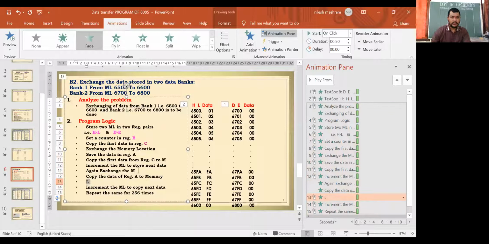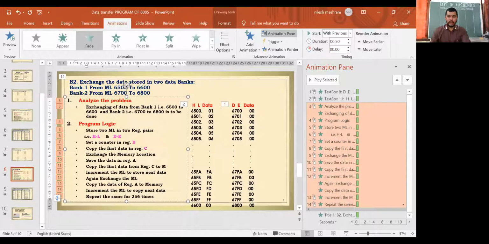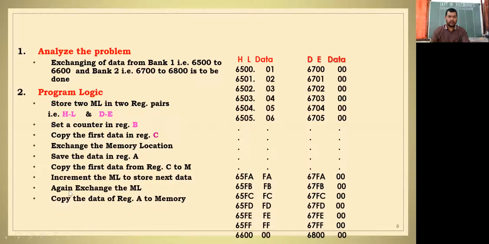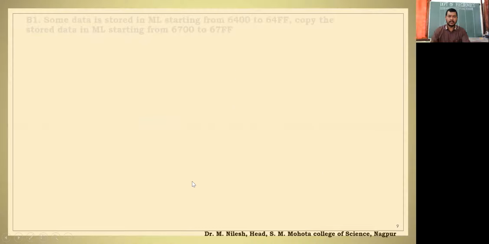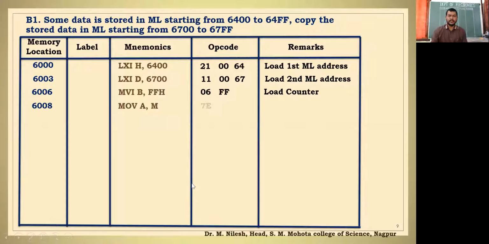Let us see again. So we have done this. Yes. Now we have to first exchange and then we have to copy the register A to memory. Yes, we have done this. And now further program. So we have written this program like this. Yes, up till now it is common.